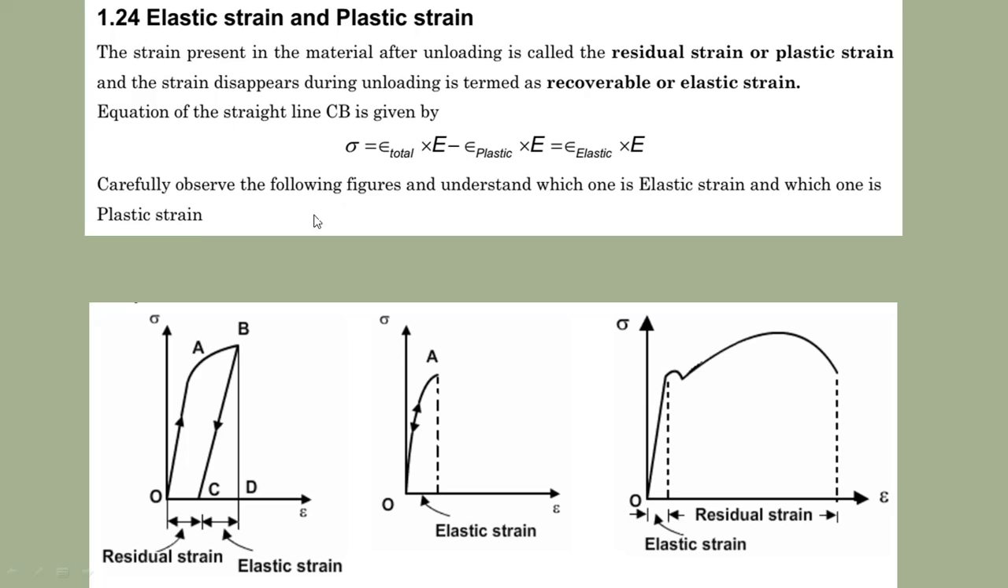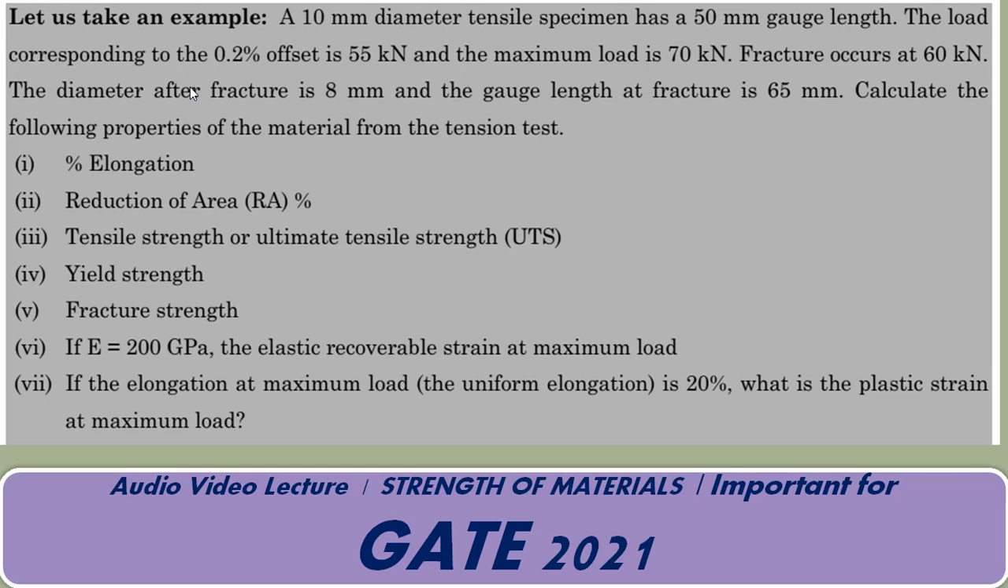Carefully observe the following figures and understand which one is the elastic strain. So this is the residual strain, this is elastic strain, and this is residual strain. Residual strain is the strain present in the material after unloading, and elastic strain, the strain that disappears during unloading, is the elastic strain or recoverable strain. So this is the example.